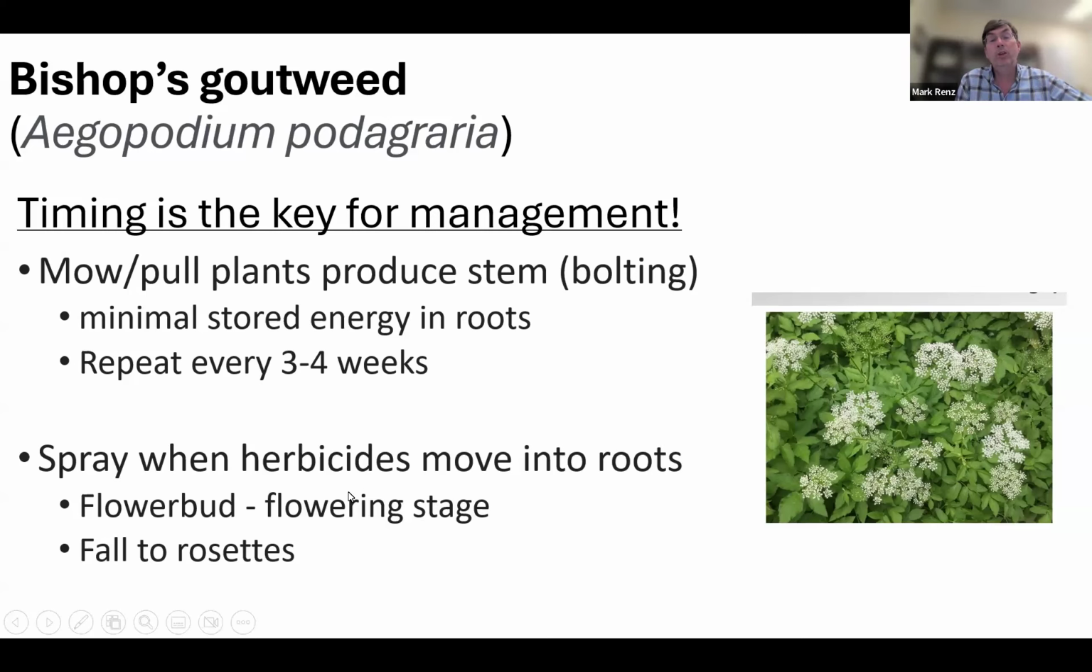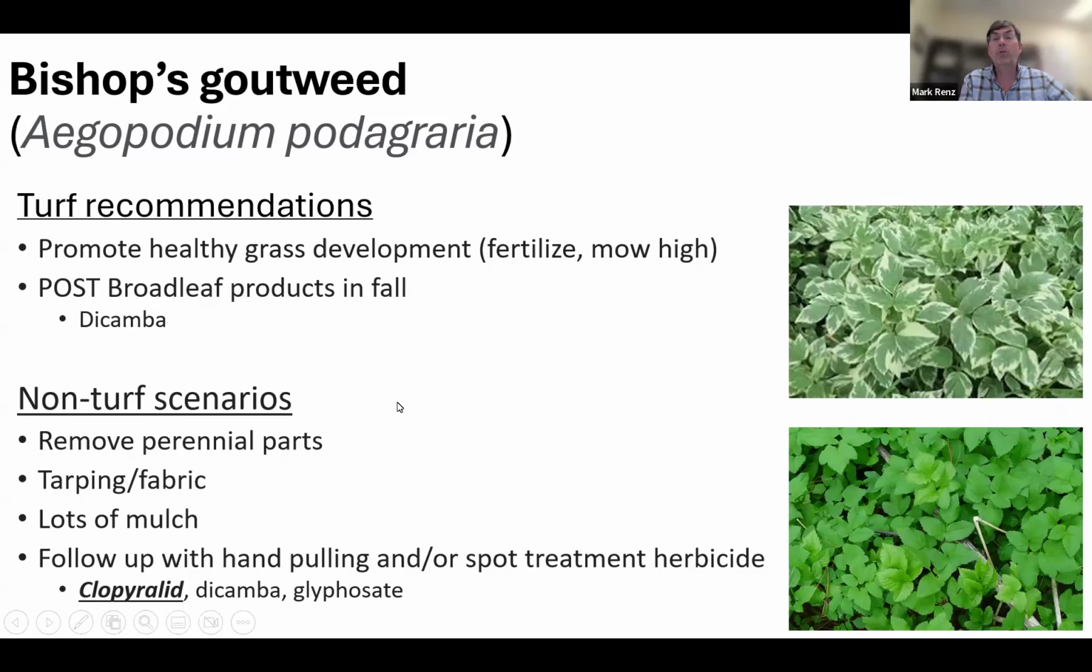Again, no data, but we're looking at flower bud to flowering stages probably are effective. We can probably spray it a little later and into the fall. The key is we don't want to spray it first thing in the spring. We want to try and wait so we get better translocation. As far as turf goes, in full sun, when it's invading turf settings, we want to do things to promote healthy turf, fertilize, mow high, all the things that our turf specialists talk about, and want to rely on products that contain dicamba and or triclopyr are probably our best bets.